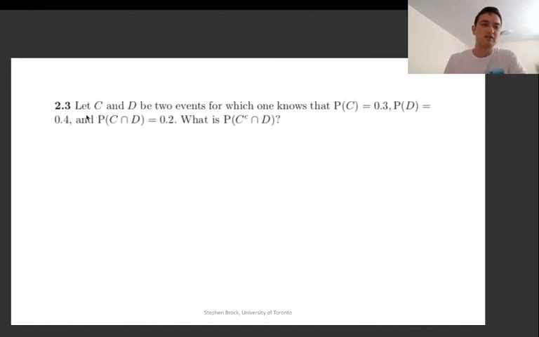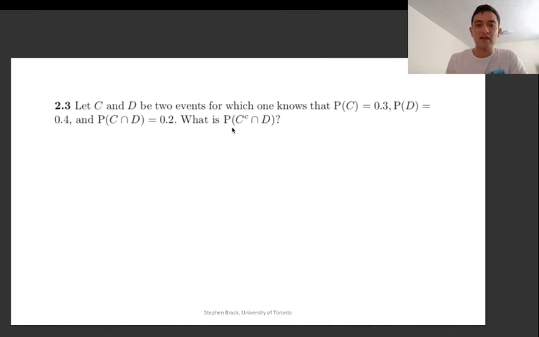All right, so question 3. Let C and D be two events for which one knows that the probability of C is 0.3, the probability of D is 0.4, and the intersection is 0.2. What is the probability of C complement intersection D? This is a good time to emphasize, make sure you really read the question. If you missed this complement sign, you would have thought it's just the probability of C intersection D. They gave that in the question, it's just 0.2. So be careful, that would be wrong.